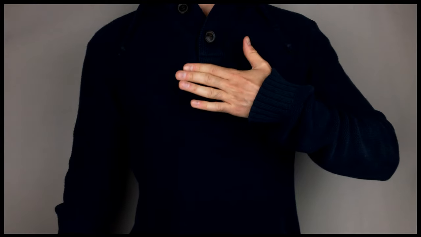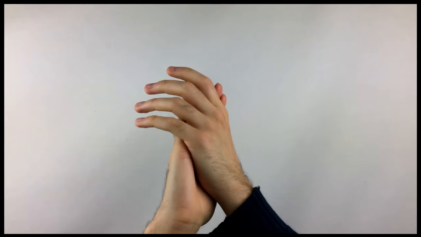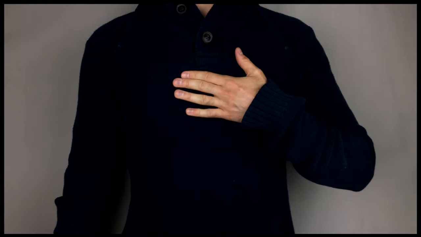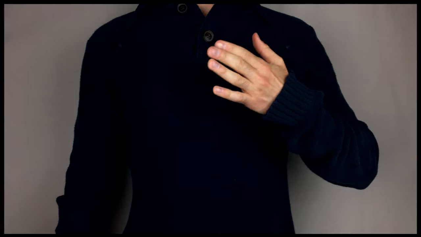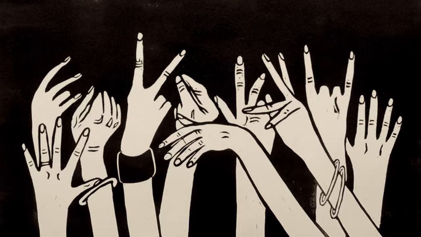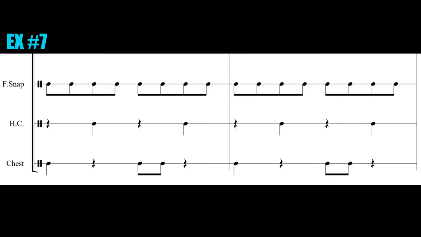Let's keep the clap on beats 2 and 4, but let's change the chest rhythm up. Cool, you're starting to sound like a drummer. Let's change the chest rhythm up again. Okay, so we've run out of hands for this next example, so this is a perfect time to get into a group of three. When you're ready, let's take a look at what the finger snaps are gonna do.